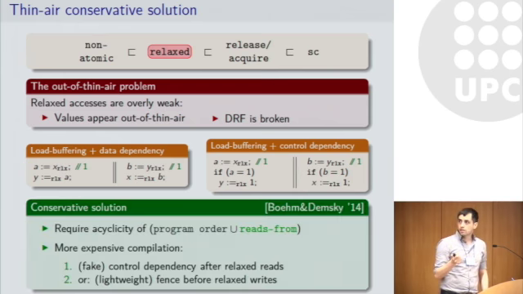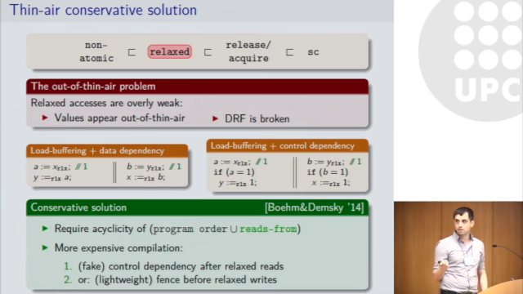So there was a straightforward suggestion how to avoid this. It has some implementation cost. This is why I call it a conservative solution, by Boehm and Demsky in 14. And this is simply to require the acyclicity of program order and reads-from. Actually, to prevent the hardware and the compiler from reordering a read, a load, and a store. And if you want to do that, you have to use a slightly more expensive compilation scheme.